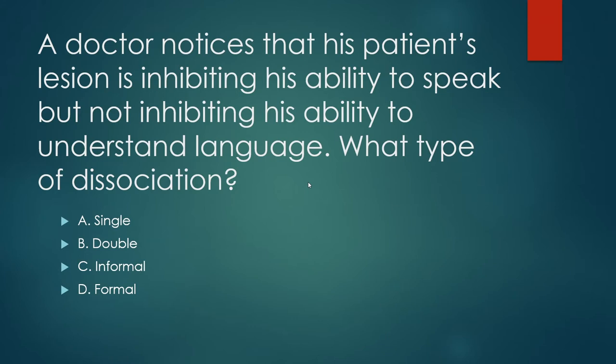This is kind of just a proof of concept, to see if you guys understand it. So a doctor notices that his patient's lesion is inhibiting his ability to speak, but it's not inhibiting his ability to understand language. What type of dissociation is this? The clue here is that there's only one subject. There's only one type of damage, one type of deficit. We haven't been able to compare it to someone else that has damage in a different region. All right, so this would be a single dissociation.